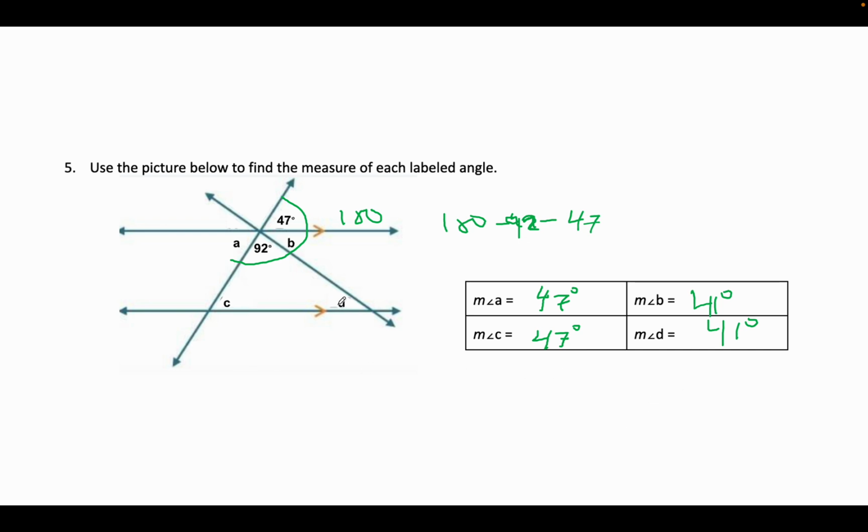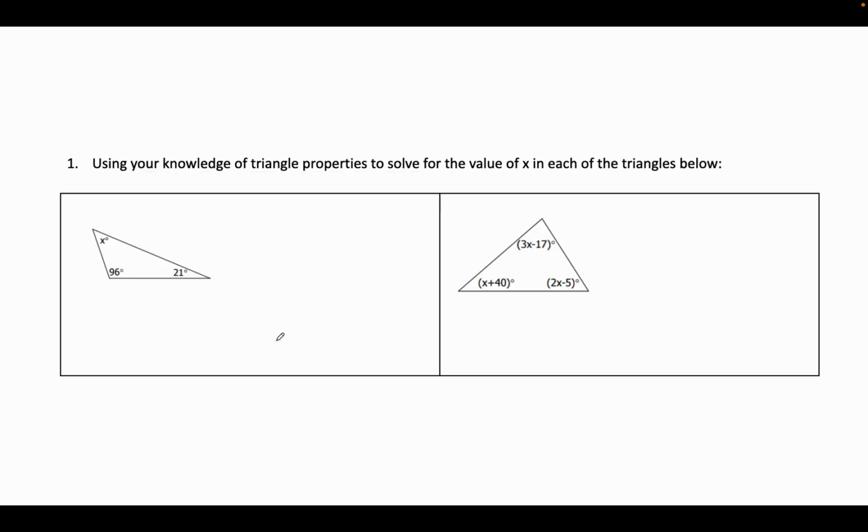Another way that you could have found D is, since you know C is 47 and this is 92 right here, they add up to 180 for a triangle. We could have subtracted. So big puzzle, thinking about all of your different angles, doing a little bit of algebra to find if they're equal to 180.